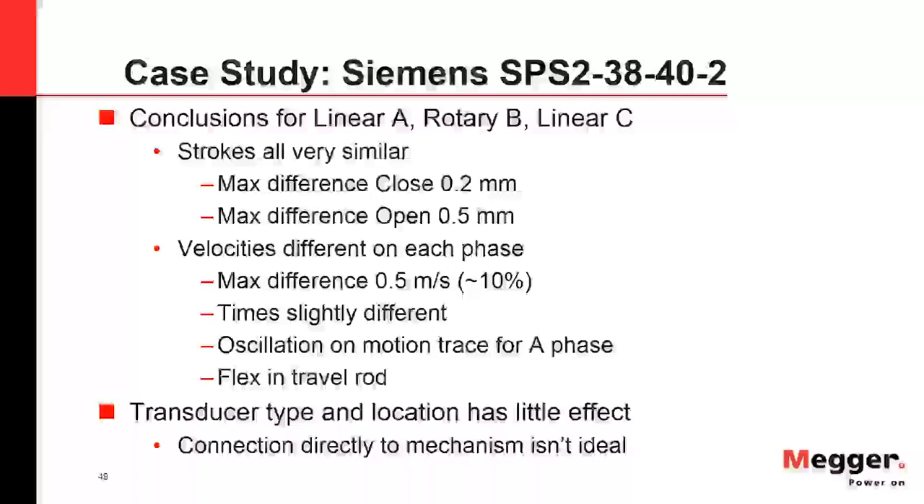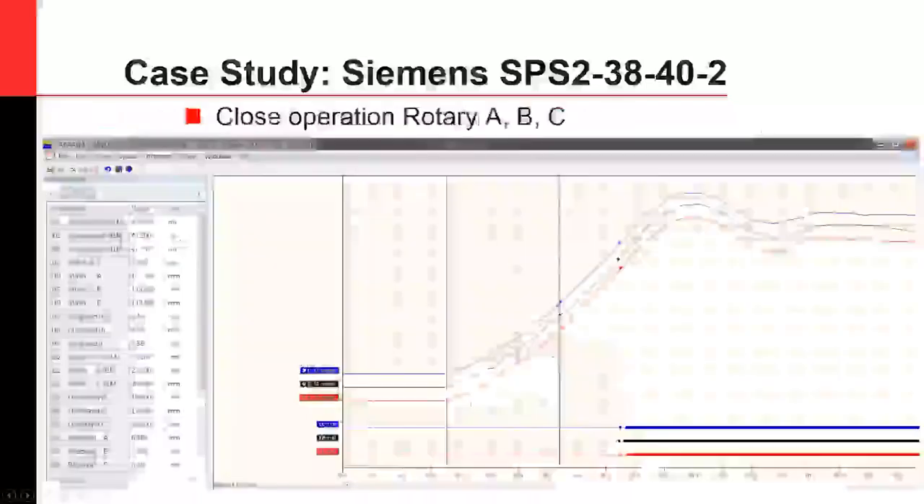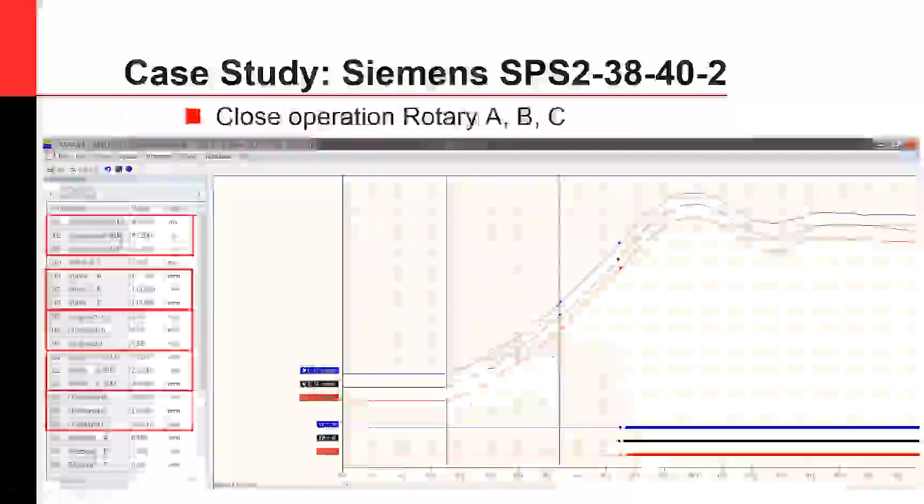So now we're going to look at our rotary A, B, and C. If you look at this, you'll see once again the close times, strokes, speed, penetration, over travel, and rebound are all very similar.